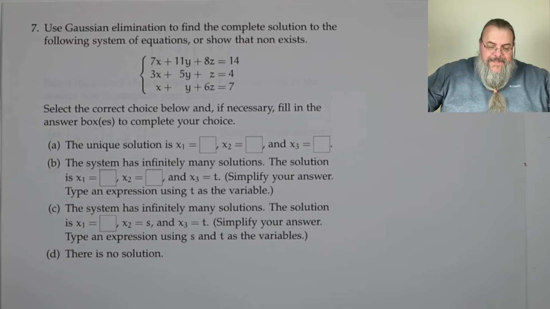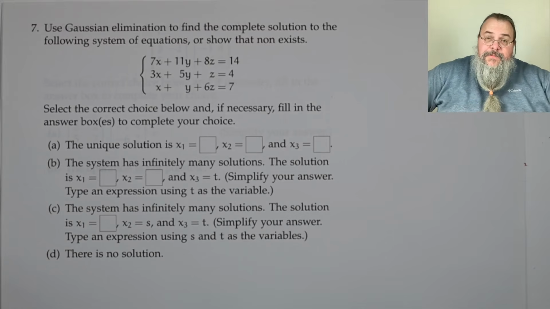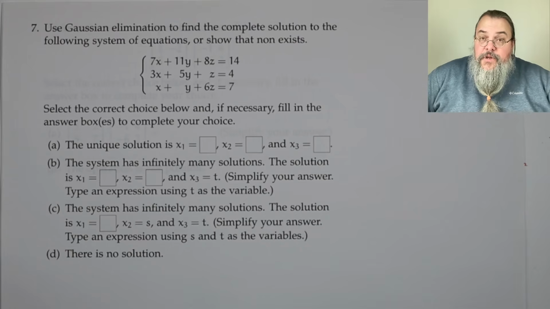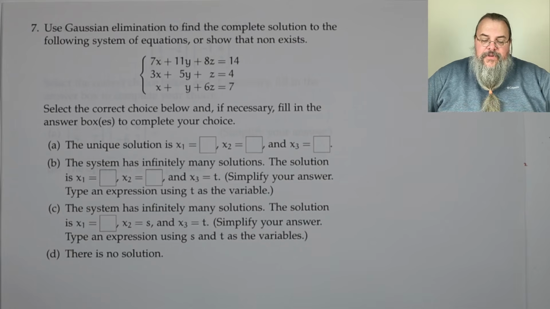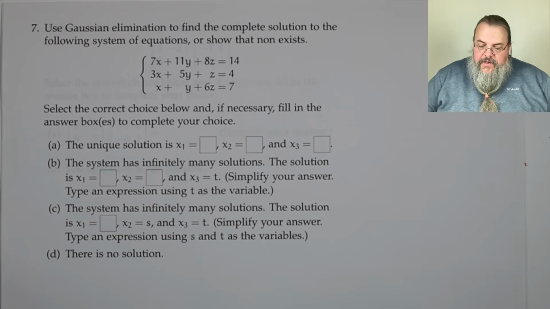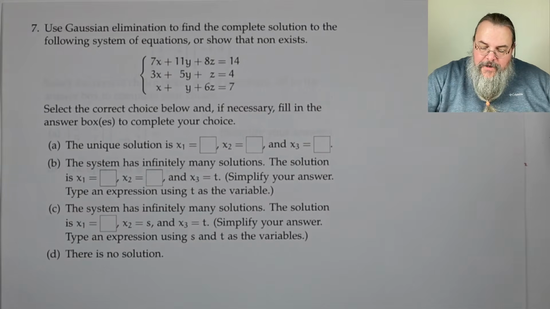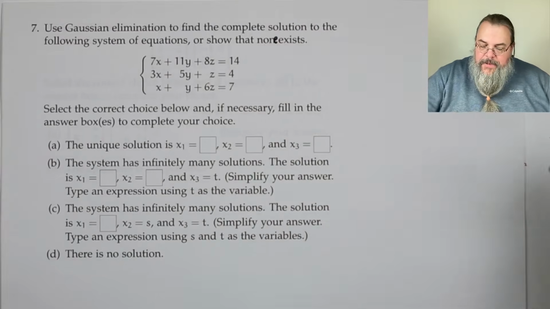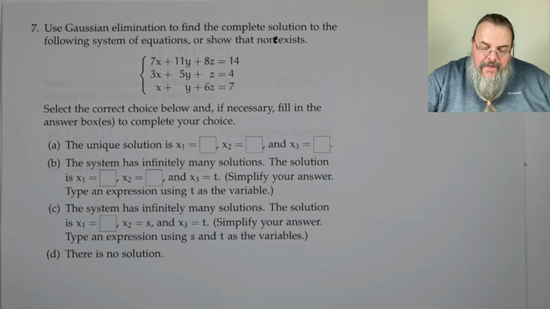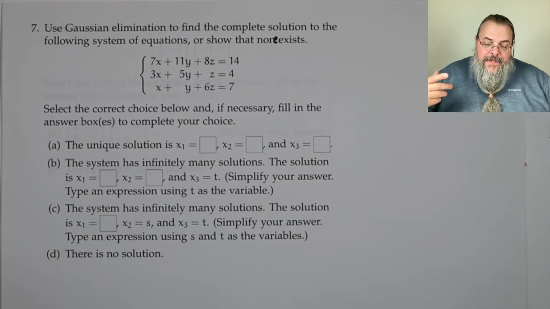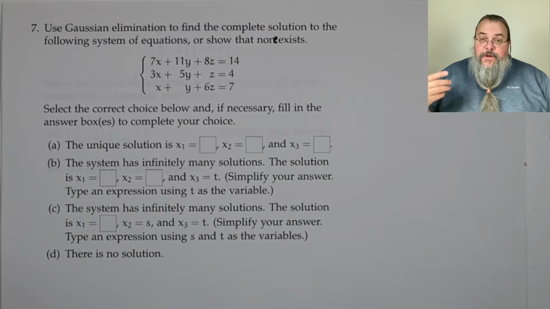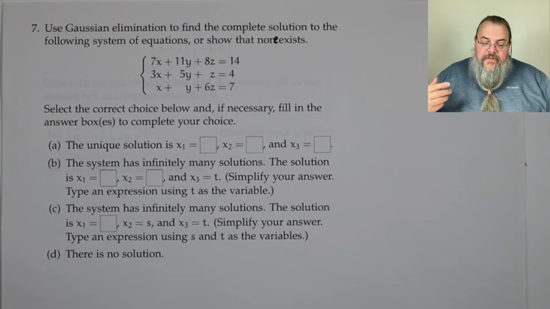number 7. Use Gaussian elimination, which is another way of saying Gauss-Jordan elimination, to find the complete solution to the following system of equations, or show that none exist. I'm pretty sure that's a typo. I'm pretty sure they meant to write none exist. But, well, we're amongst friends. We know what they mean. So, 7x plus 11y plus 8z equals 14. 3x plus 5y plus z equals 4. x plus y plus 6z equals 7.